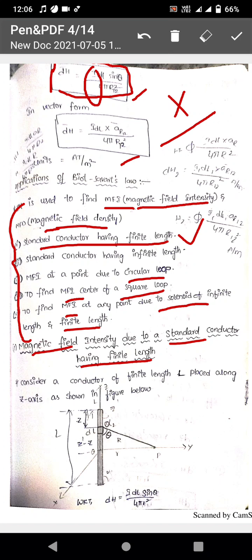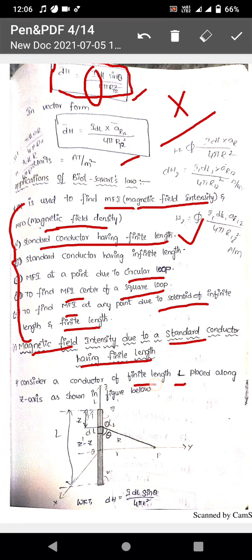Finite length in a sense, what is this? Finite length means some length. Infinite length means a very large length that cannot be found. Consider a finite conductor. L means some length, not infinite. Infinite means L is very large. Similar to Coulomb's law, the same principle we are also using in Biot-Savart law.